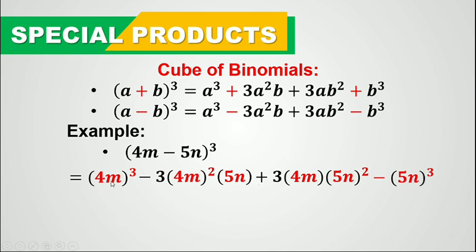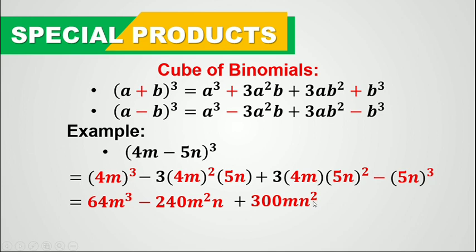So the quantity 4m cubed is 64m cubed, because 4 cubed is 64 and m cubed stays m cubed. And then 3 times the quantity 4m squared, so that's 16m squared times 3, that's 48m squared, and then times 5n, that's 240m squared n. And then plus 3 times 4m, that's 12m, times 5n squared, which is 25n squared, so 12m times 25 is 300mn squared.